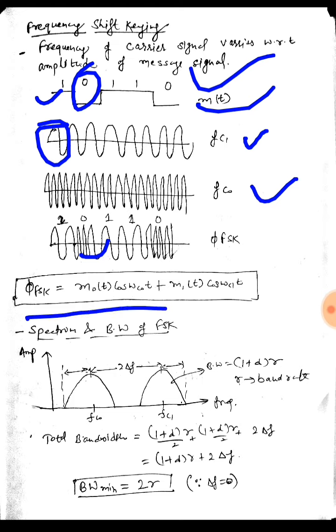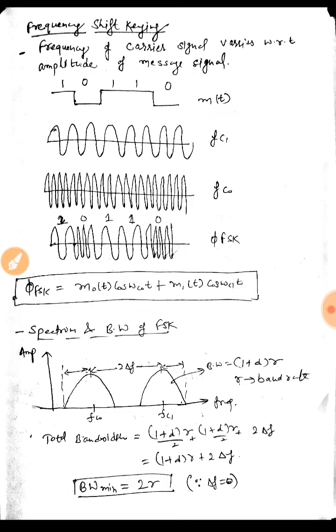So the waveform we can write as m0(t), that is for the 0 bit, cos ωc0t, that is for 0 we are transmitting fc0 frequency, and for m1(t), that is if the message signal is 1, we are transmitting cos ωc1t. So this is the equation.